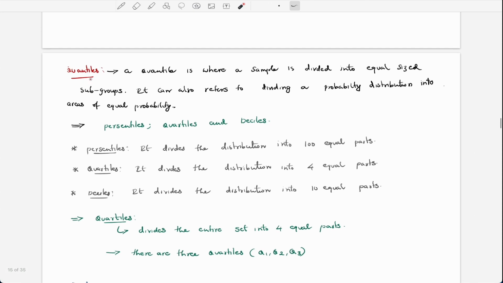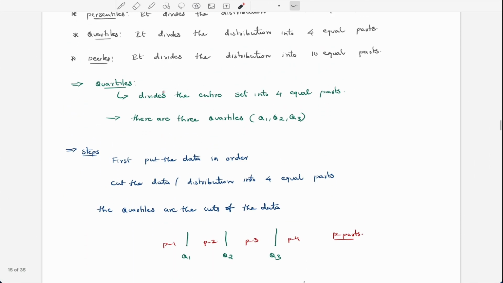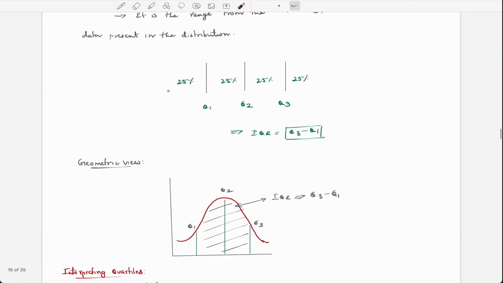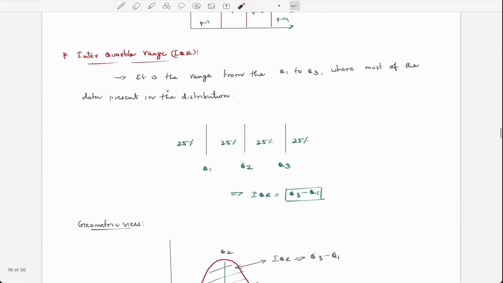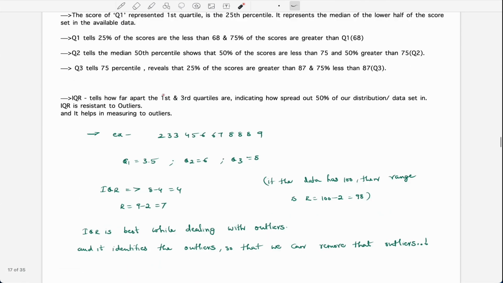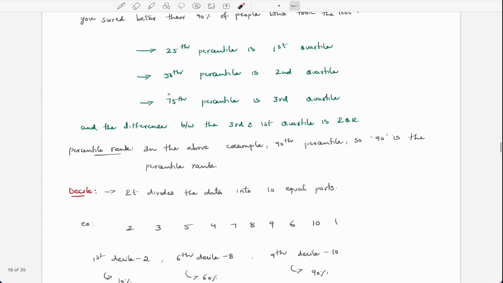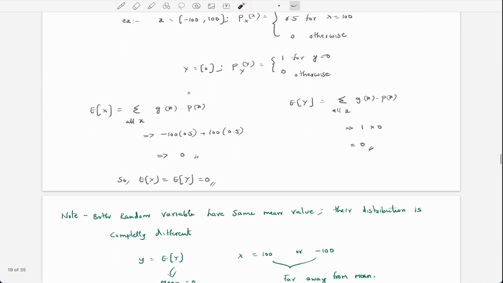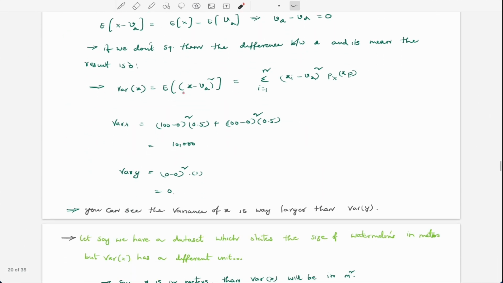In our next lecture, we're going to cover what quantiles are, and we have a lot more to discuss. This is the actual probability, like what the distributions are. We're going to cover the interquartile range, IQR, and how to interpret those quartiles, and we have percentiles, and we have variance, and we have the concept of expectation.